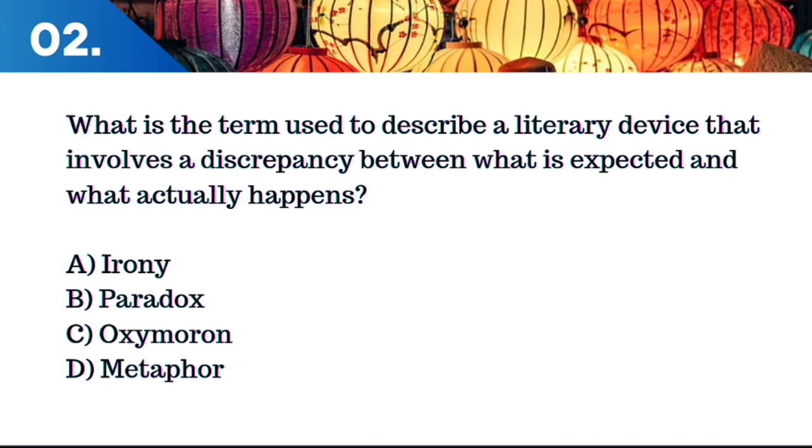What is the term used to describe a literary device that involves a discrepancy between what is expected and what actually happens? Option A. Irony. Option B. Paradox. Option C. Oxymoron. Or option D. Metaphor. So this is an easy one. Any guesses? And the right answer is option A.